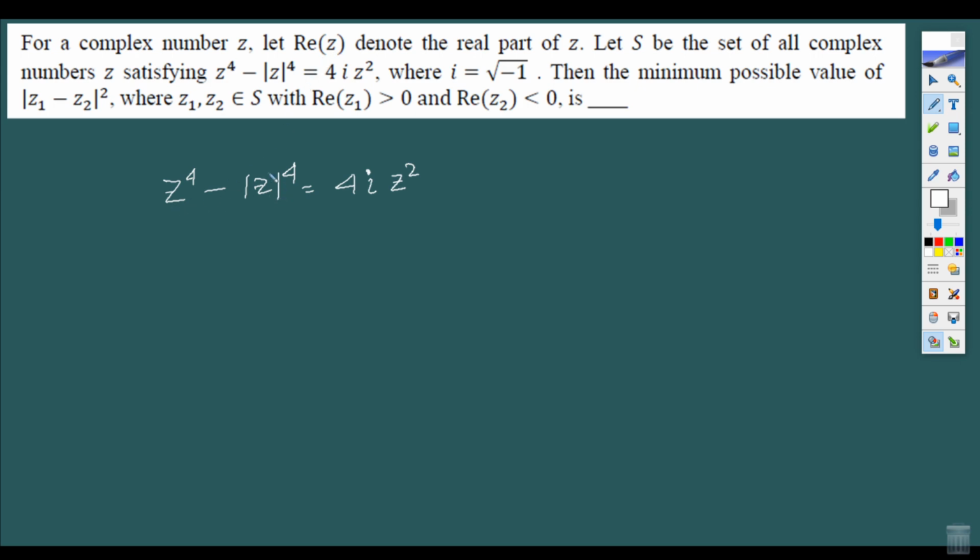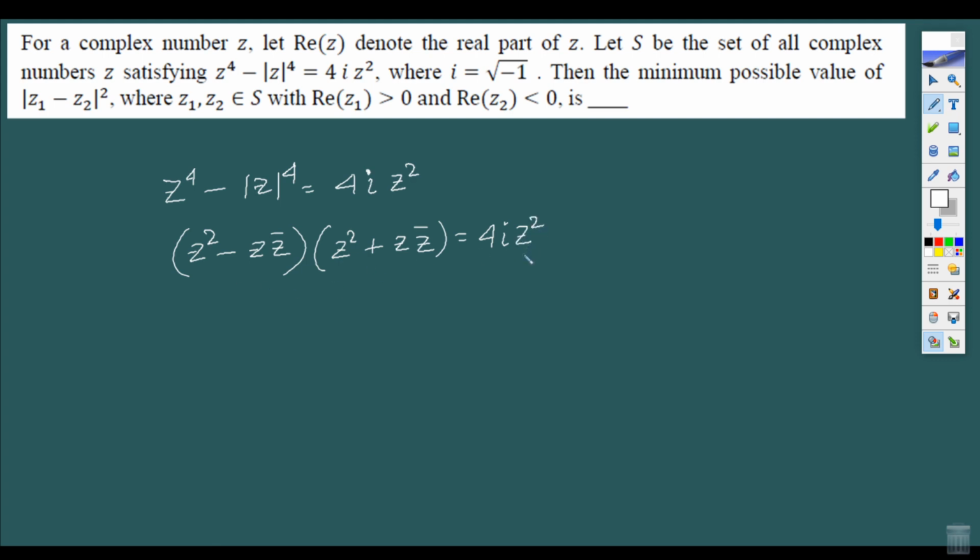That means Z1, Z2 are roots of this equation, with real part of Z1 positive and the real part of Z2 negative. Before we proceed, what we do is we factorize this because this is evident. So I can write this as Z square minus mod Z square, and simultaneously I can write modulus of Z square as ZZ bar, so Z square plus ZZ bar, bar is the conjugate, is equal to 4 iota times Z square.